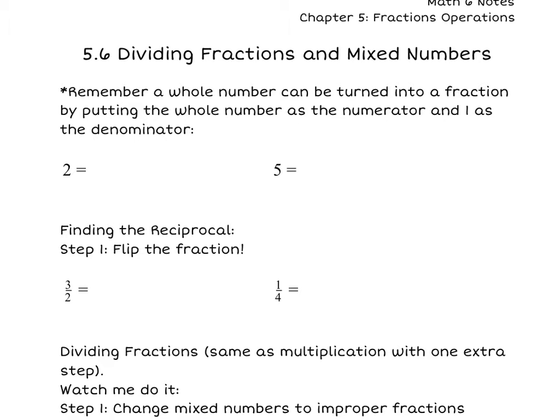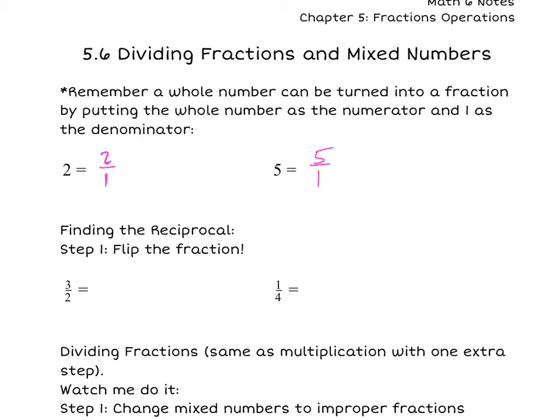Remember from yesterday we talked about a whole number. We can turn it into a fraction very easily. All we got to do is put a 1 under it. So the number 2 as a fraction is 2 over 1. The number 5 as a fraction is 5 over 1. Okay, so very easy to make a whole number a fraction.